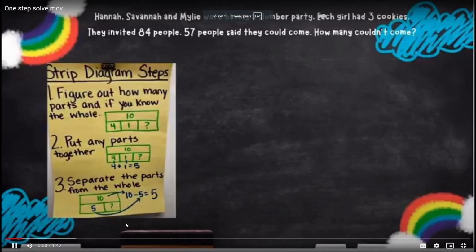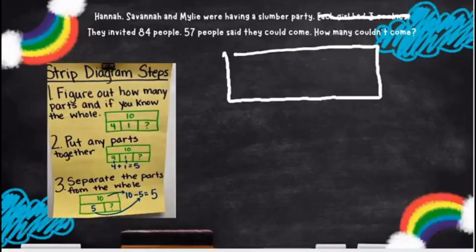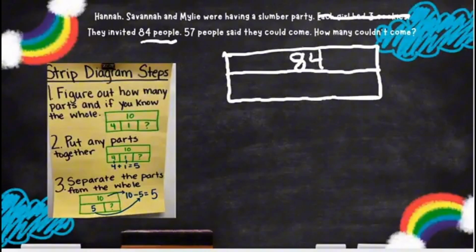Okay, so here's the problem that I just read to you. We know that each girl needing 3 cookies is unnecessary. So I'm going to show you a strip diagram. This is a graphic organizer that helps the kids organize their thoughts before solving. We need to figure out how many parts are in this problem and if we know the whole. The whole is the total amount we're talking about, and we do know that 84 people is the total amount that they invited.